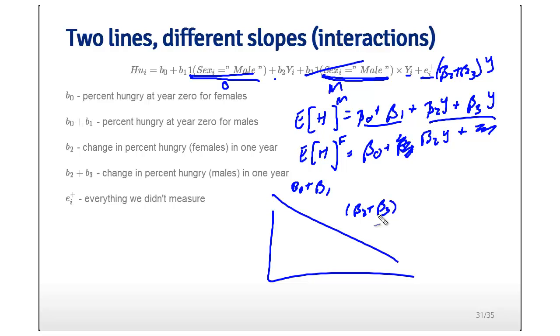And then here it is for females, and their intercept is beta naught by itself, and their slope is beta 2 by itself. So the interesting part about this is that beta 1 is again interpreted as the change in the intercept, which, remember the way we've characterized it, isn't terribly meaningful because it's the percent hungry at year 0, which we don't care about.